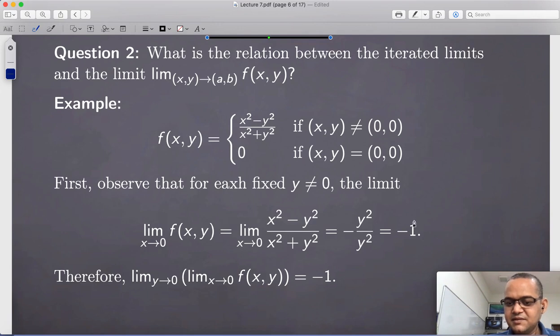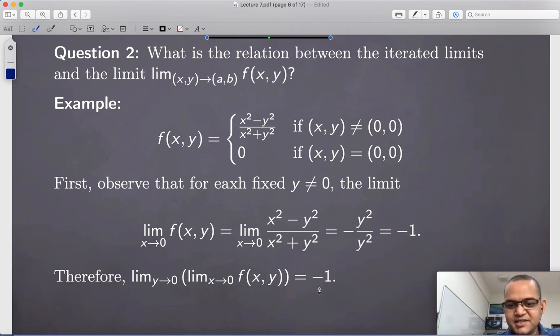So if I apply the limit with respect to y, y going to 0, this is just a constant in the whole neighborhood of the point y equal to 0, so the limit is also going to be minus 1, the same constant. So if I perform the limits in this order, x first and then y later, I got minus 1.